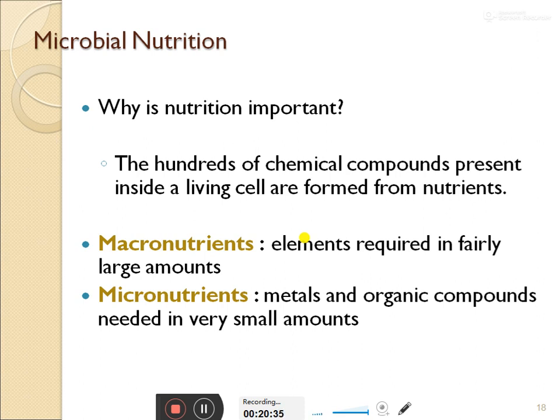The hundreds of chemical compounds present inside living cells are formed by nutrients. Already we know that each and every living thing requires energy for its survival, and the energy can be obtained from the nutrients. Similarly, bacteria also require nutrients for their growth and survival. These nutrients can be either macronutrients, meaning elements that are required in fairly large amounts, or micronutrients, meaning metals or organic compounds that are required in very small amounts, as the name suggests.